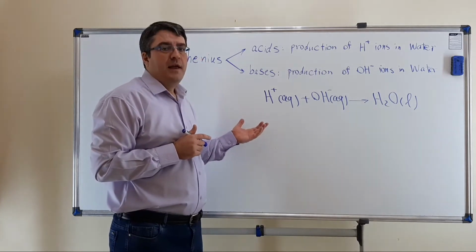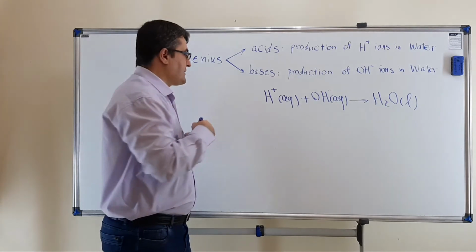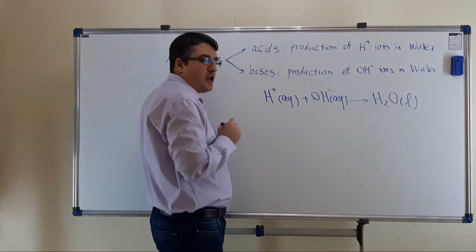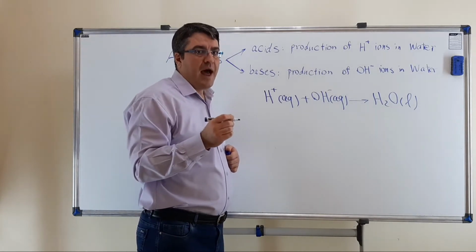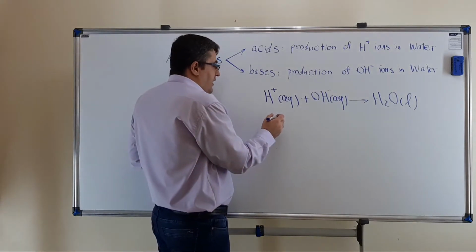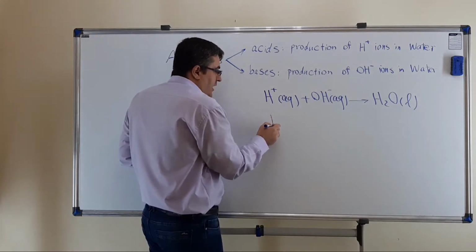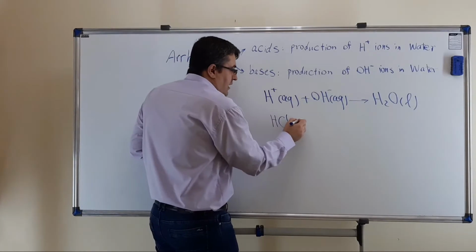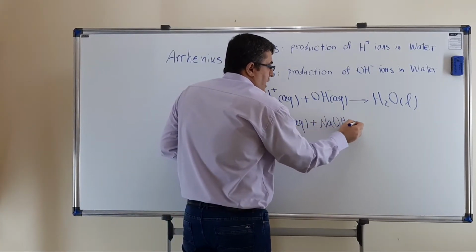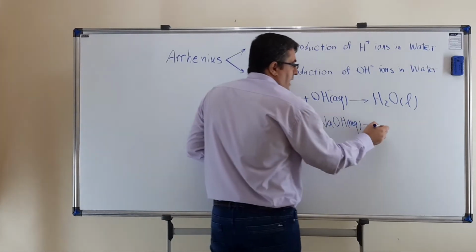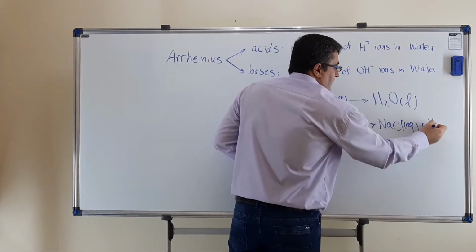For example, the aqueous solutions of hydrochloric acid and sodium hydroxide can react with each other to produce sodium chloride as our salt and water. The chemical equation of the reaction is as follows. HCl aqueous plus NaOH aqueous yields sodium chloride and water.